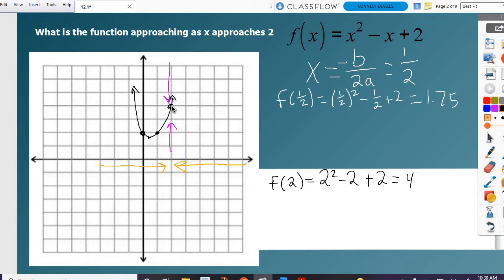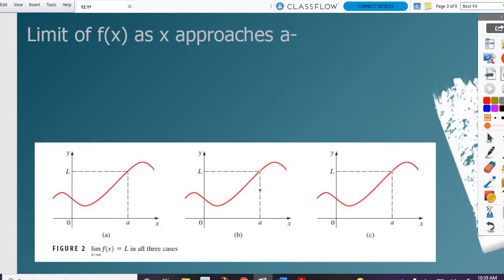Yes. Okay. So we've looked at graphs, we've looked at function values, but now we're going to look at a different notation, which is our limit notation. So this is the limit of f of x as x approaches a.